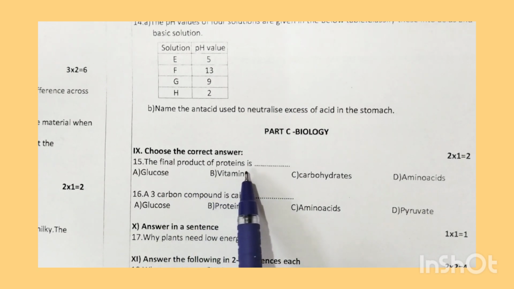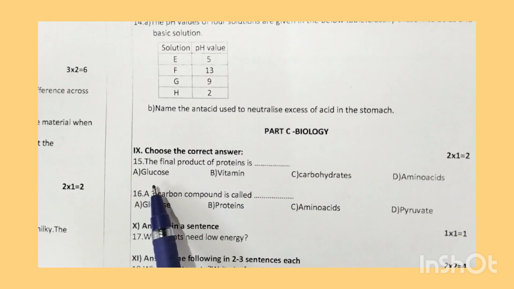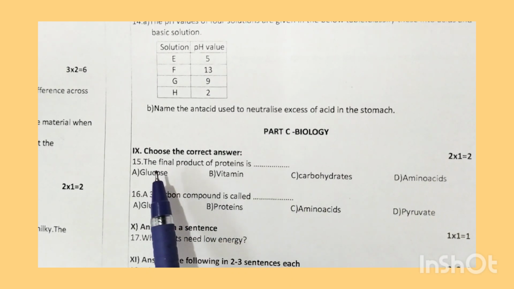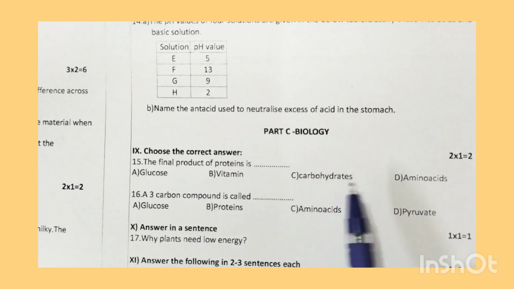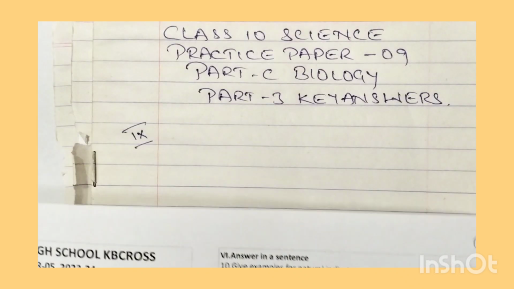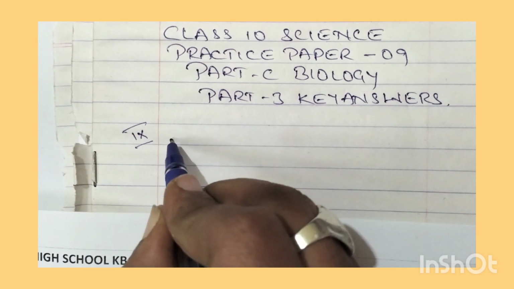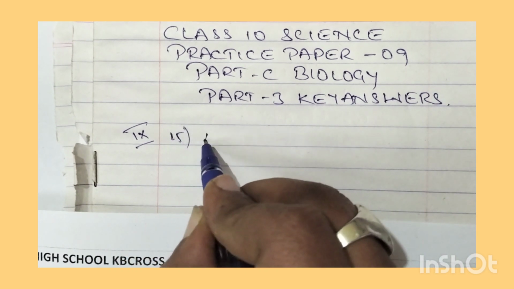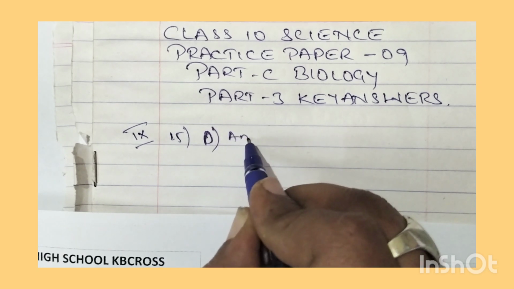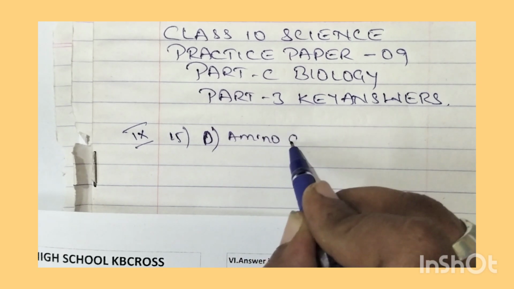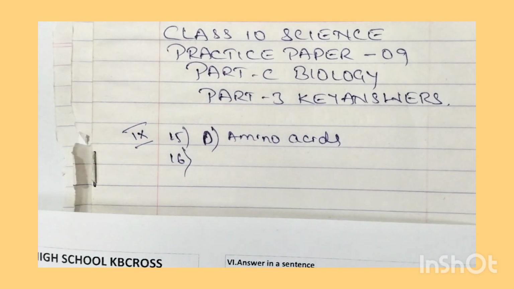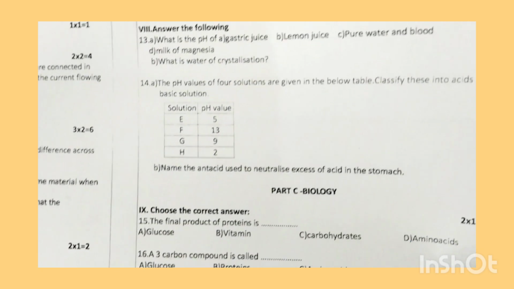The final product of protein is dash: glucose, vitamin, carbohydrates, amino acids. The final product of protein is option D, amino acids. So let us answer the first question, that is the 15th one, option D, amino acids. Now let us move to the 16th question.